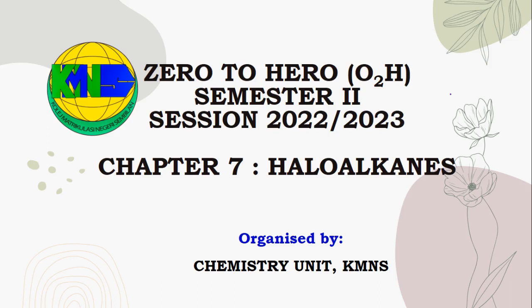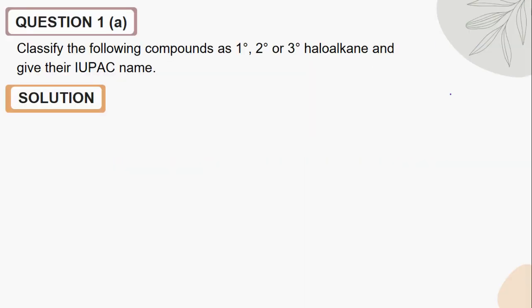So in this video, I will be guiding you on how to solve questions from your Zero to Hero Semester 2, Session 2022-2023 for Chapter 7, Haloalkanes. So let's proceed to question number 1A. Classify the following compounds as either primary, secondary, or tertiary haloalkane and give their IUPAC name.